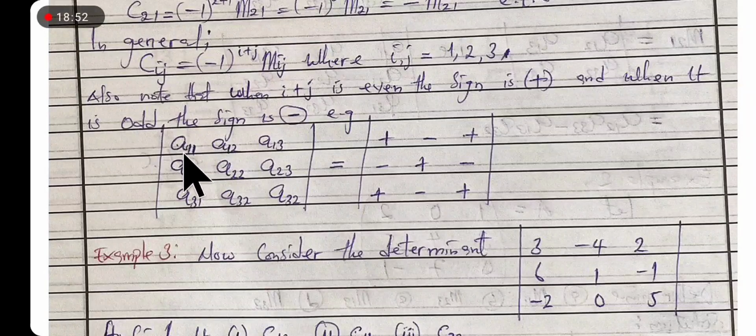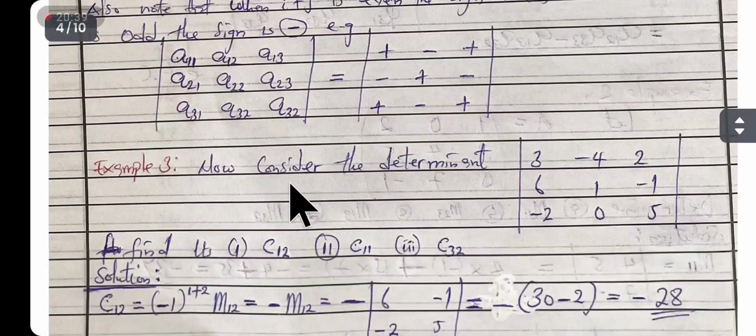So A11: if I want to know the sign that is going to be here, I look at the subscript. 1 plus 1 is 2. 2 is even, so the sign is plus. A12: 1 plus 2 is 3. 3 is odd, so therefore the sign is negative. If I go here now, look at A22: 2 plus 2 is 4. 4 is an even number, so the position there will be plus.